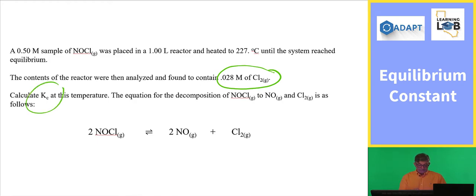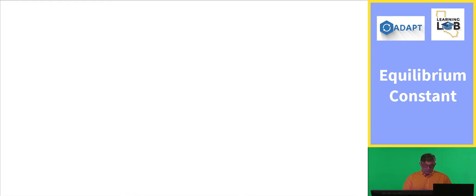So we are given the initial concentration of nitrosyl chloride, and then we're given the concentration of the chlorine at chemical equilibrium. And we're asked to solve for the Kc, the equilibrium constant. The method that we're going to use to determine this is through the utilization of an ICE diagram.